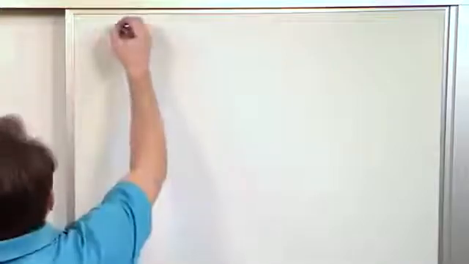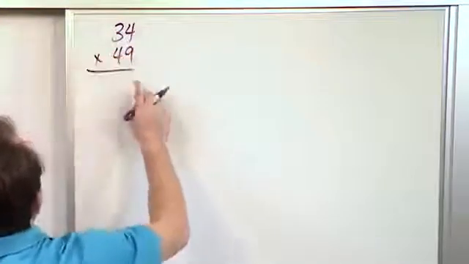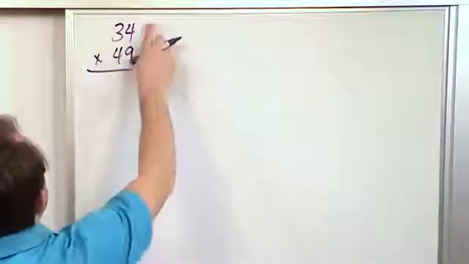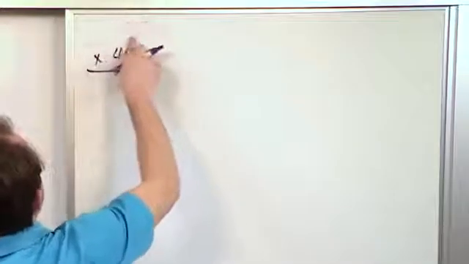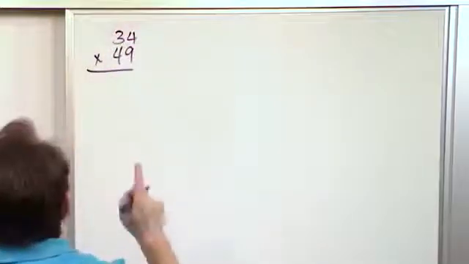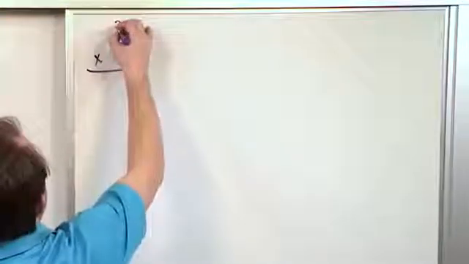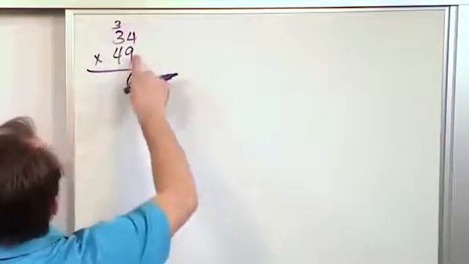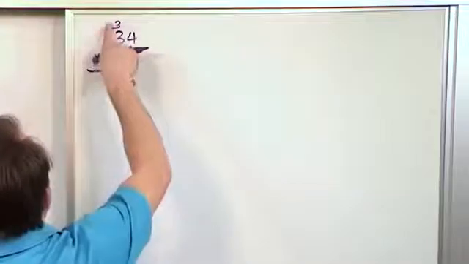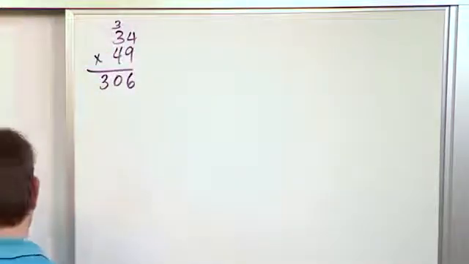What if we have 34 times 49? We start in the right-hand column. Actually, I want to shift this down to give myself a little bit of room. 34 times 49. 9 times 4 is 36. We can't write the whole thing, so we put a 6, carry the 3 up here. Then we go 9 times 3 is 27, plus 3 is 30, and we can write that whole thing there because there's no other digits to carry.